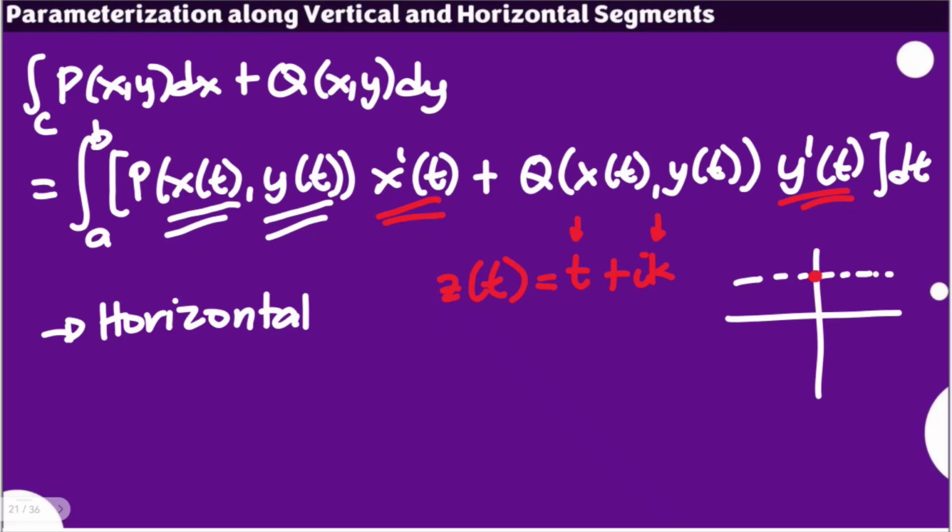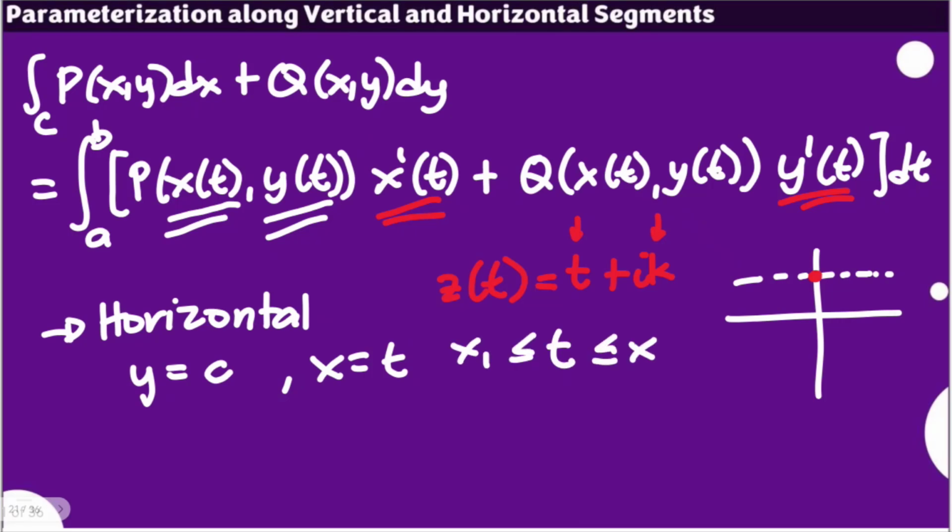For the real line integral, which is the concern of this video, we're also going to use the same thing. The y value is constant, so y would be c, a constant function, and your x stands for your t. Your x value changes with respect to t, where t is between x sub 1 and x sub 2. That's how to parameterize the horizontal line segment.